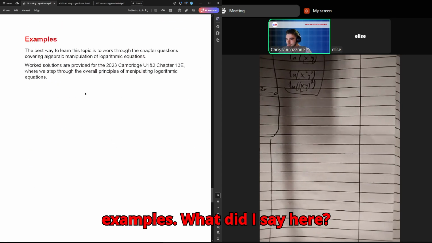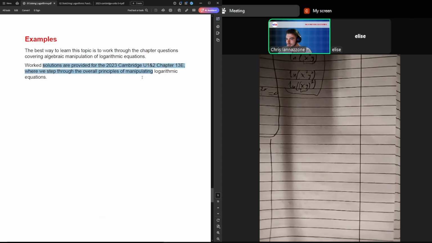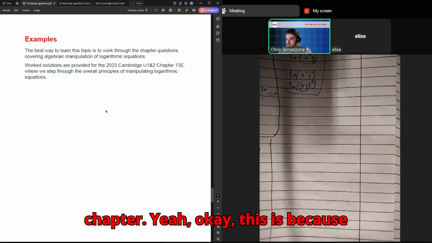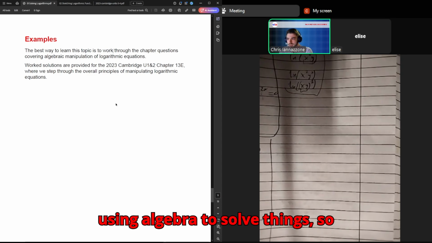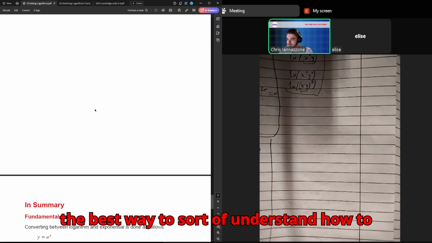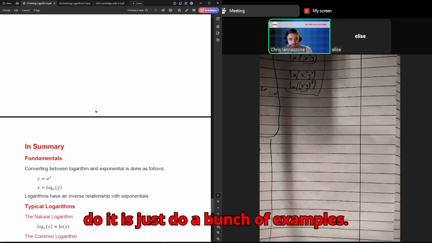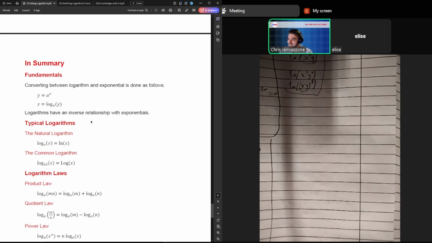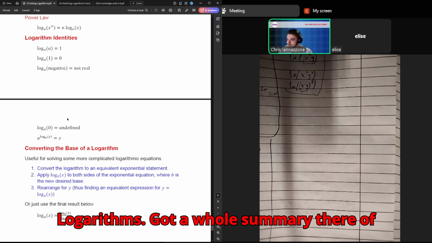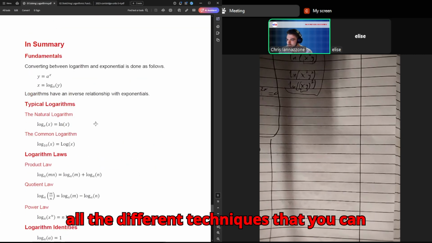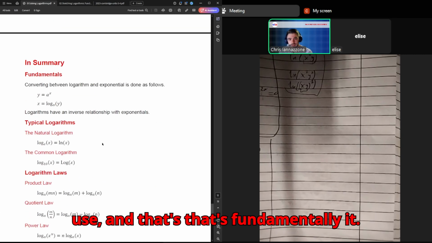Okay, examples. I do have worked solutions to a particular chapter. This is because solving logarithms is basically akin to using algebra to solve things, so the best way to understand how to do it is just to do a bunch of examples. So that's the end of solving for logarithms. Got a whole summary there of all the different techniques that you can use, and that's fundamentally it.